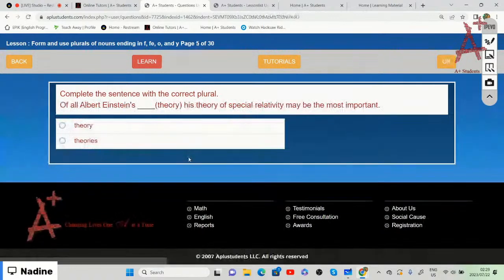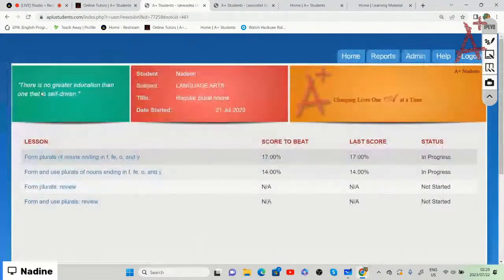Well done. All right, so now we're going back. So far, we have done plurals where we form a noun that is ending in f, e, o, and y, right? And we kind of change its form from singular to plural. Now we're going to form plurals. And after that, we're going to form and use plurals.